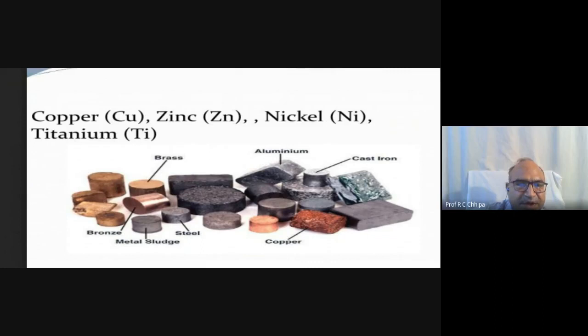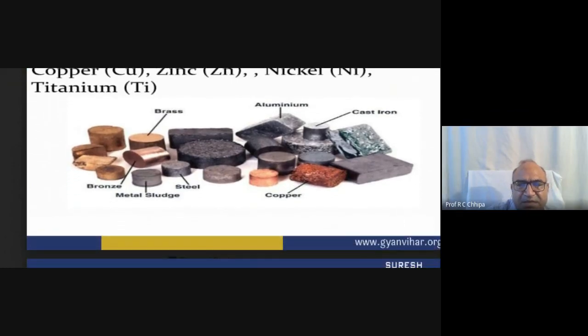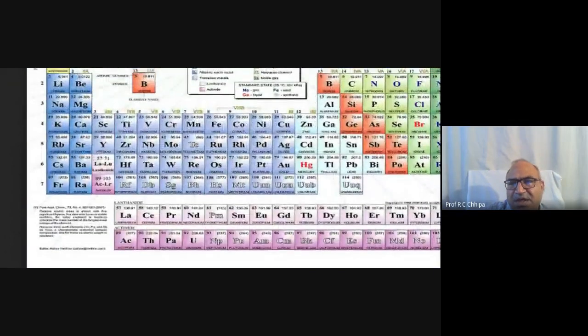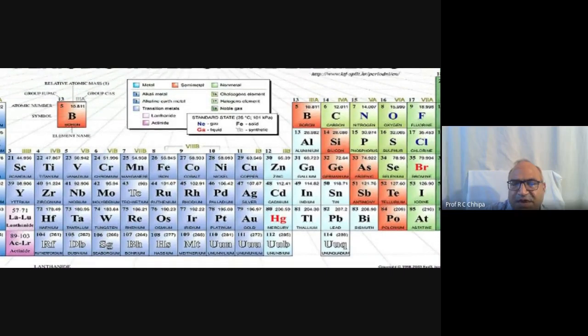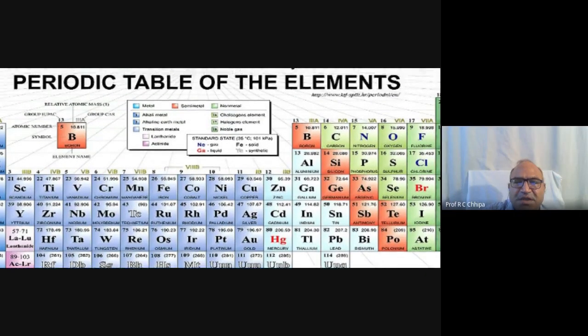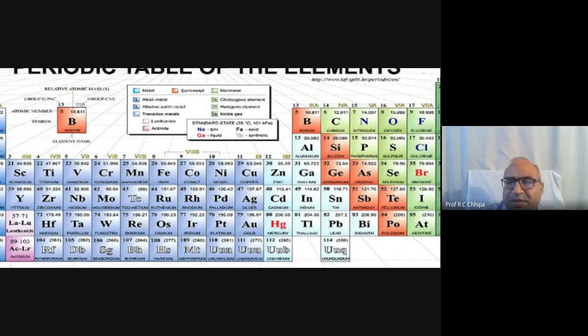Then we have zinc, which is also one example of a metal. Nickel is also one example. Titanium. Then we have aluminium also. Brass is an example of an alloy, where copper and zinc are there. Aluminium is also an example of the p block elements. We can see in the periodic table, aluminium is present in period number 3. So aluminium is also an important example of a base metal.